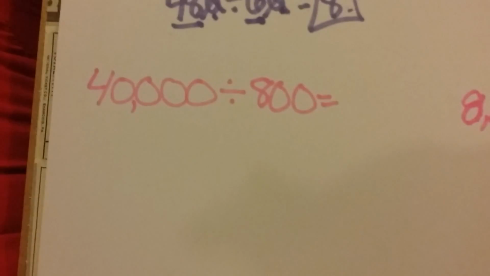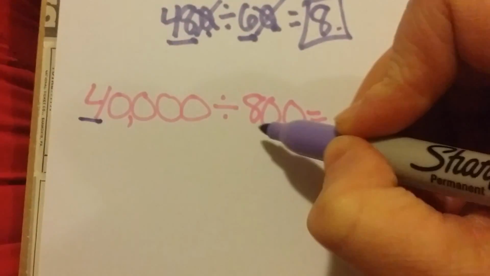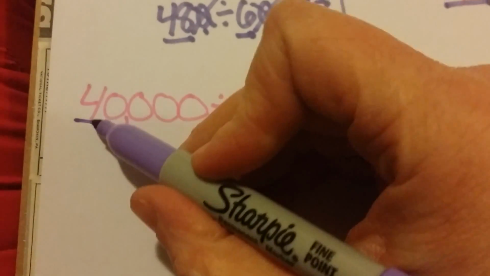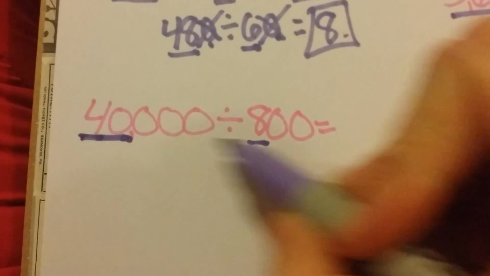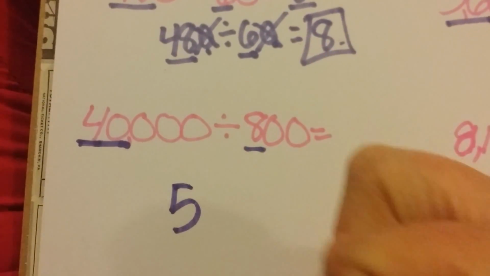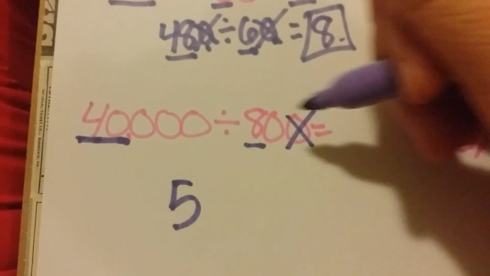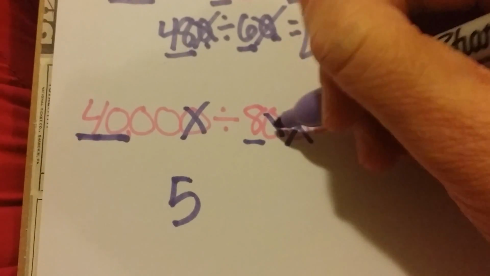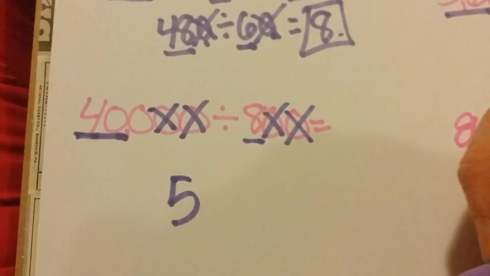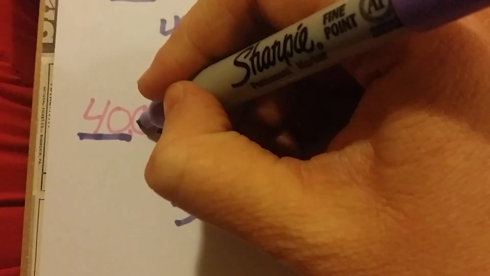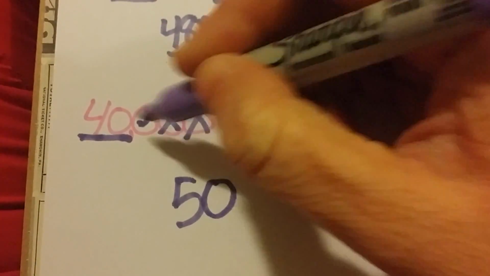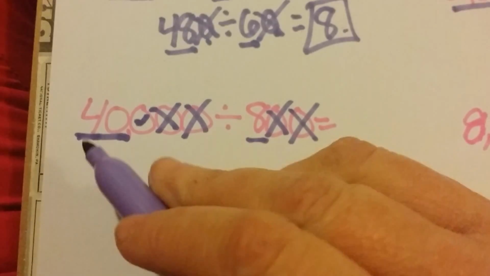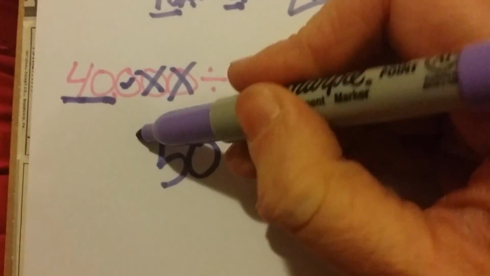Okay, let's look at this one. First thing that pops out is the 4 and the 8. But can 4 divide 8? No. But 40 can be divided by 8. 40 divided by 8 is 5. This 0 cancels a 0. This 0 cancels a 0. So we only have one 0 left that hasn't been used. We can't bring this 0 down because remember, we used it whenever we did 40. So this would be your answer.